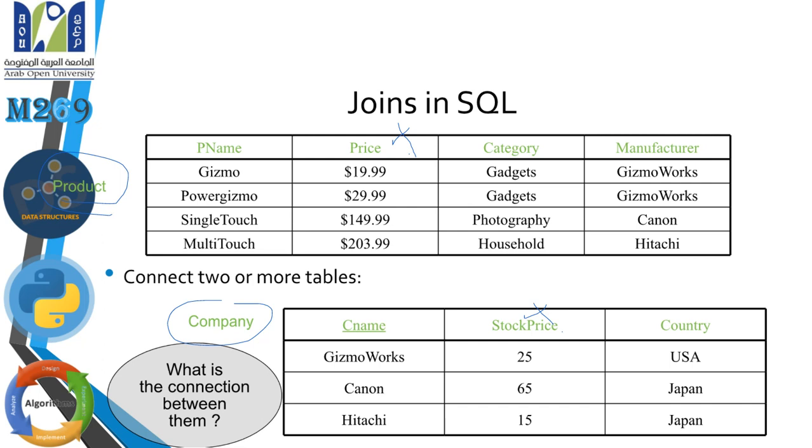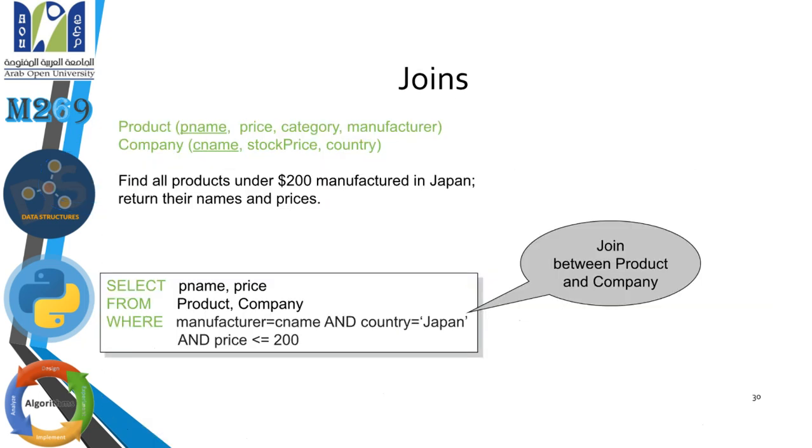Country. Here we have country in the product, but we don't have any country in the company, so we cannot use the country. We have the category here, but we don't have any category in the company, so we cannot consider the category. We still have the manufacturer and the pname. Canon, Hitachi, Gizmoworks are repeated in the manufacturer, but not the pname. So I can connect the two tables based on the cname with the manufacturer. Here is the connection, because they are sharing the same attribute.